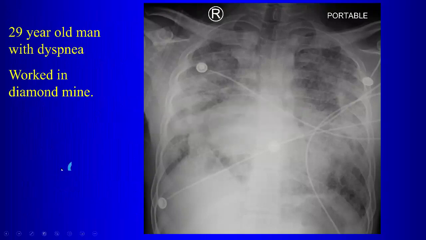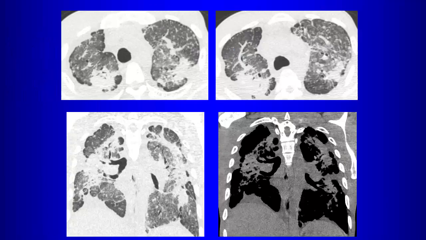Okay? This is a 29-year-old with shortness of breath. This person worked in a diamond mine, had this very unusual looking chest radiograph here, and the CT looks like this. So what's going on here on the CT? So what is this sign called? That is the angel wing sign, right?